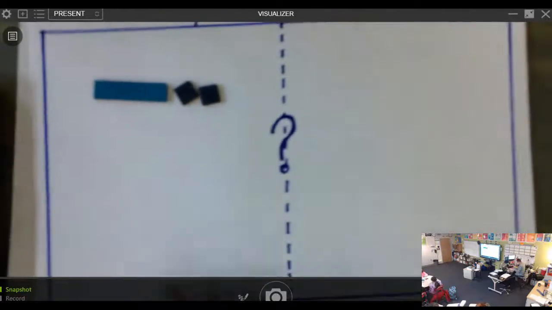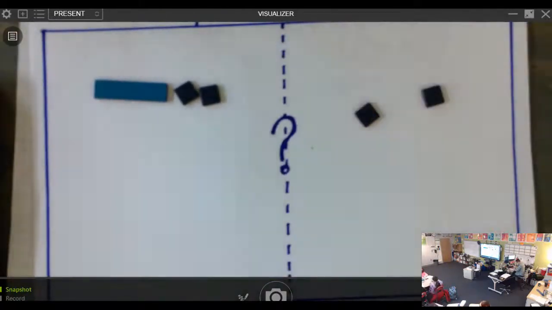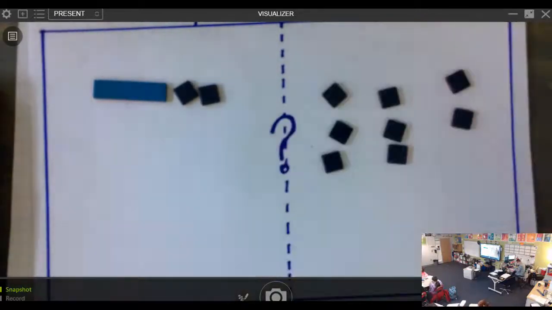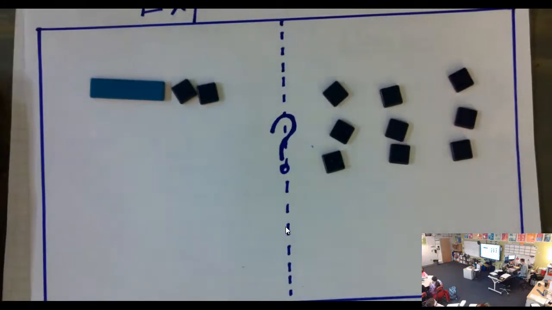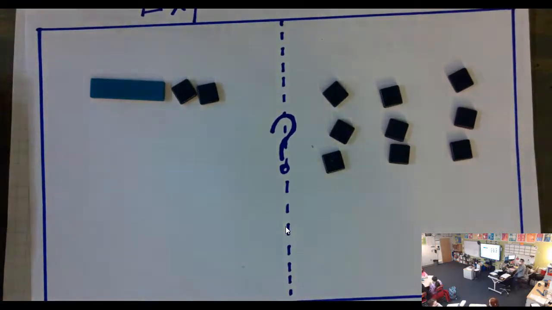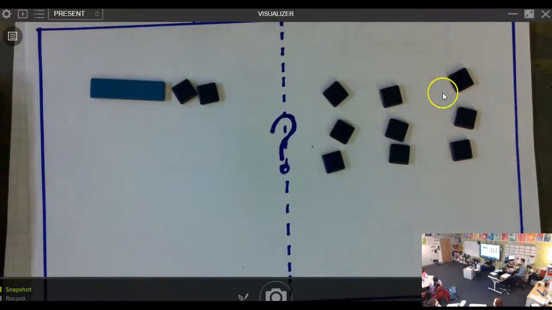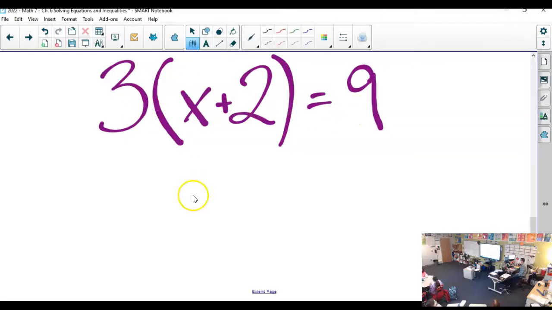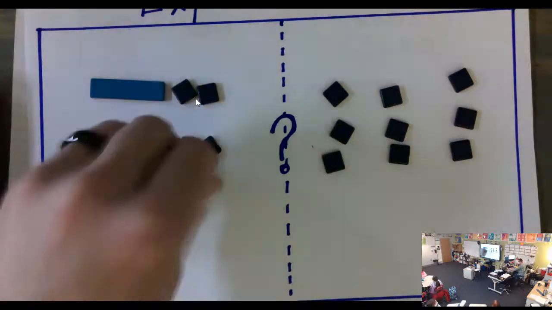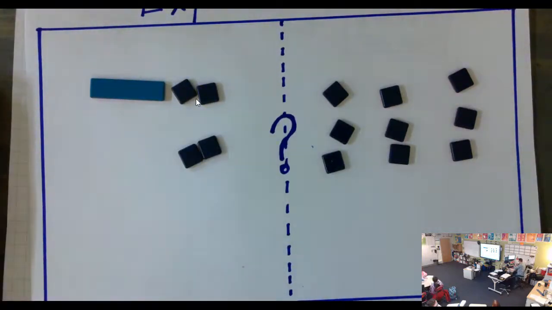So, x plus 2, is this the problem that we have? Do I have everything I need? Hint, I don't have everything I need. You should have this written down. What am I lacking? What am I missing? Oh, I need 3 sets of x plus 2.